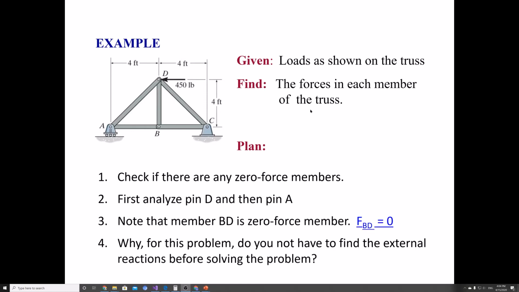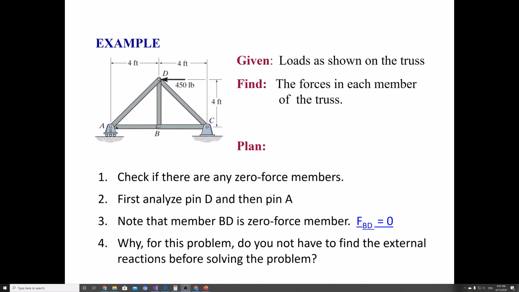So here's an example. We'll start with this. First, check to see if there's any zero force members in this case. What you'll notice here is that we've got a line straight across. These are collinear. AB and BC are collinear. There's no external force acting at B. So BD is a zero force member here.